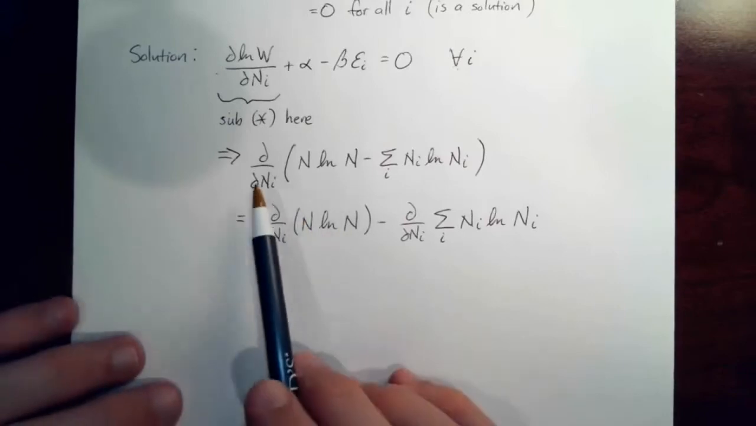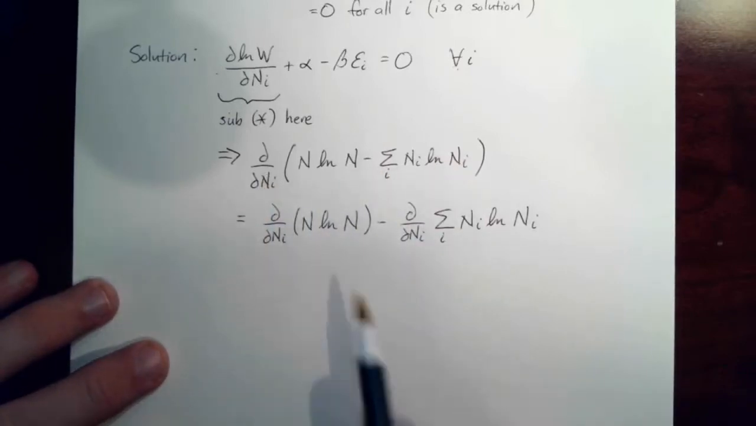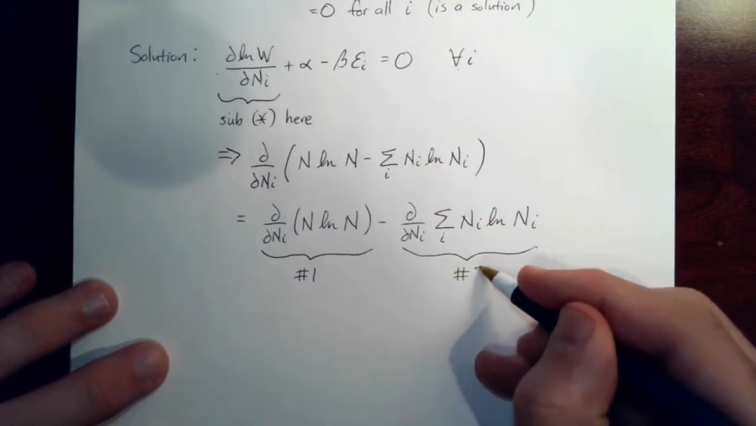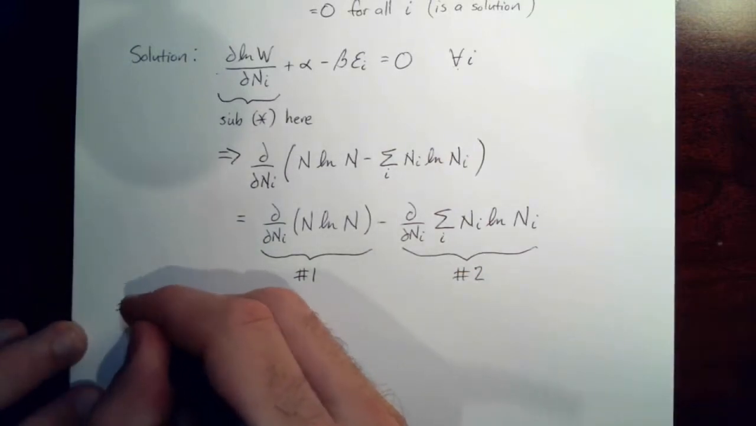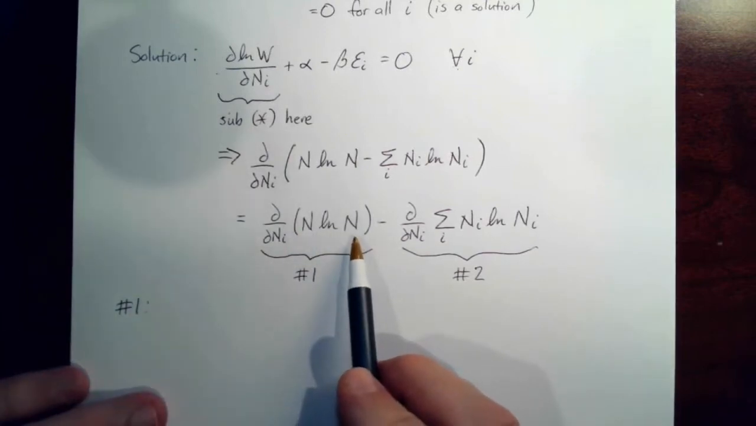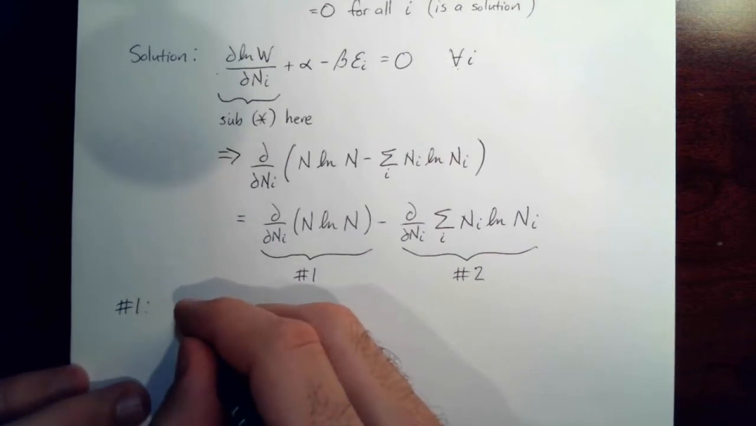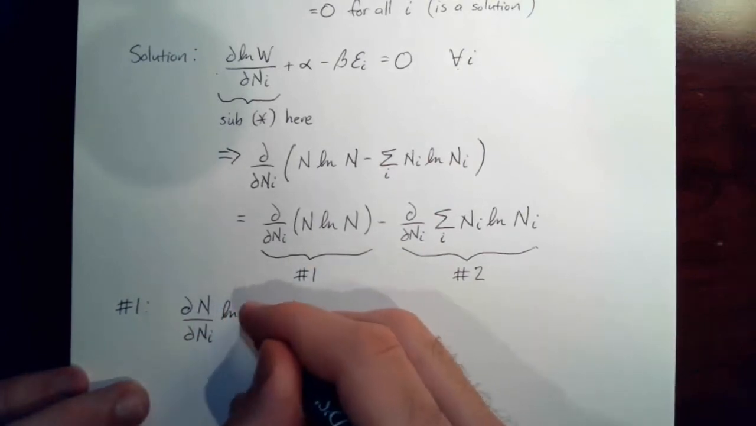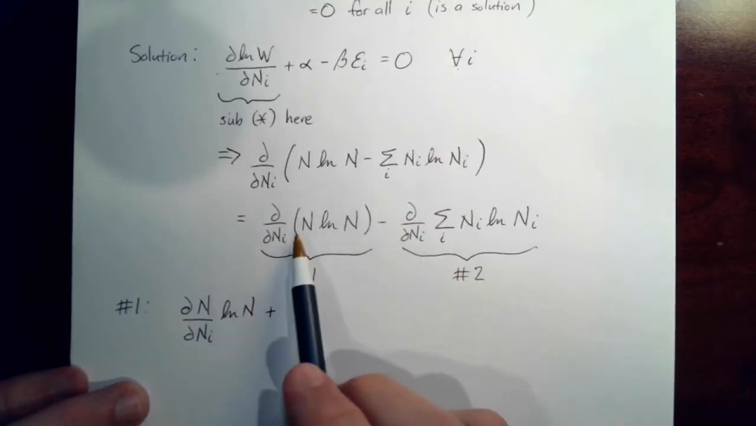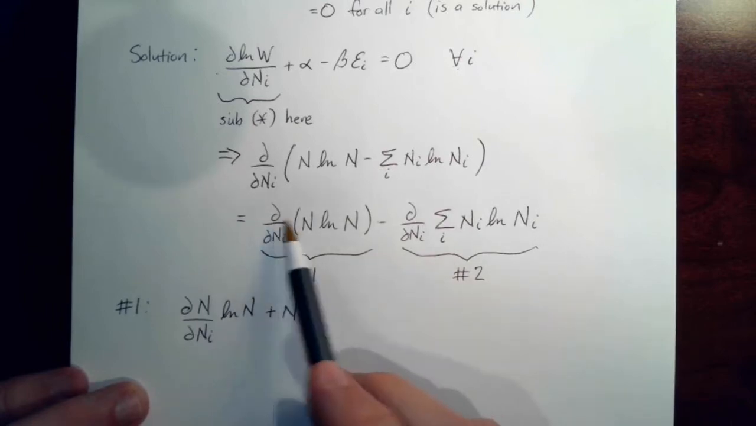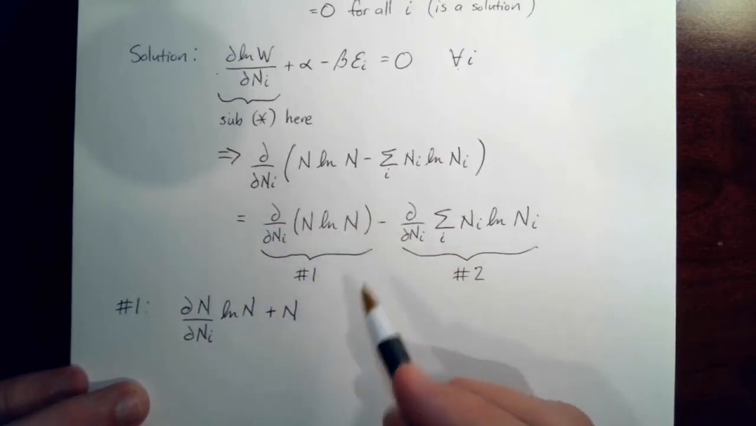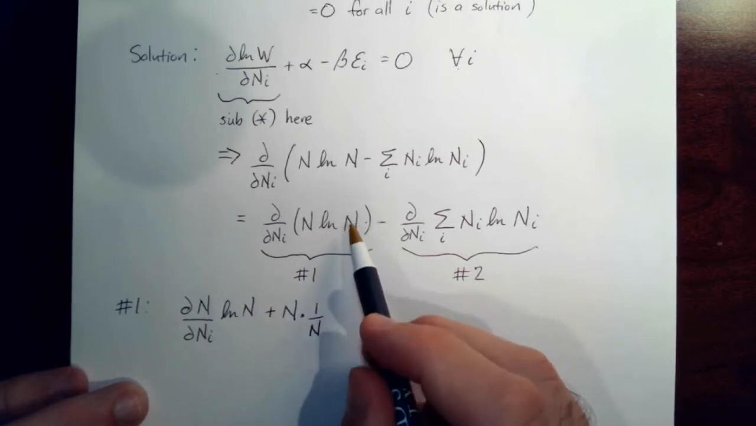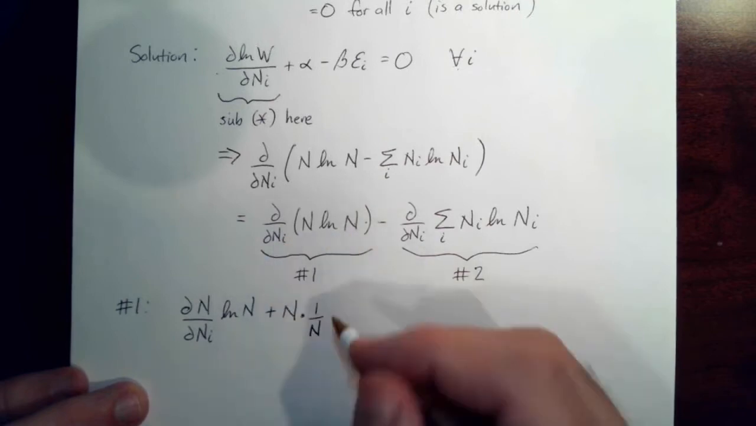So here I've distributed this derivative to the two terms. And now let me call this term number 1. I'll call this one number 2. And we're going to take a look at each of them separately. So number 1, I'm taking the derivative of a product, so I need to use the product rule. So I get the derivative of n with respect to ni times the natural log of n, plus n times the derivative of the natural log of n, which is 1 over n. This is the derivative of natural log. And then by the chain rule, I have to take the derivative of the argument with respect to ni.